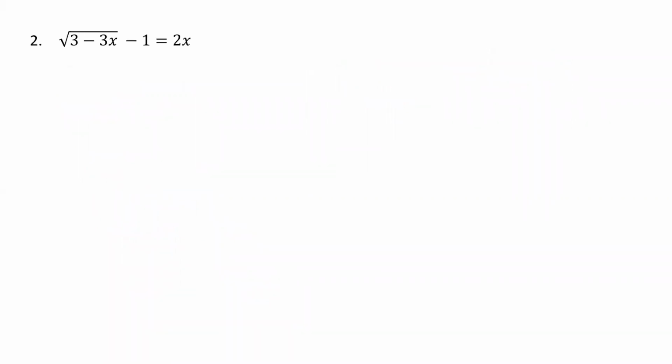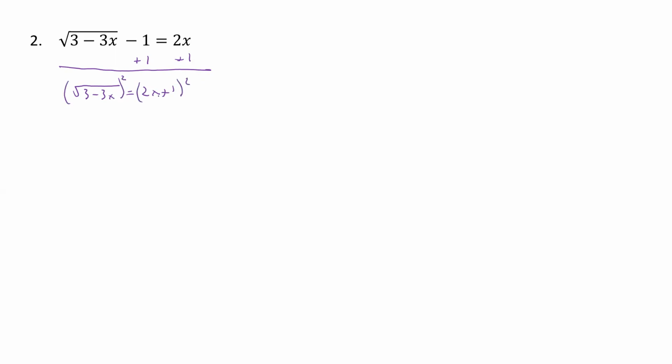All right, what about this one? Do the same thing. First, we're going to get rid of this 1 because we want the radical by itself, so we'll add 1 to both sides. And so we'll have the square root of 3 minus 3x equals 2x plus 1. Now we'll square both sides to get rid of that radical.